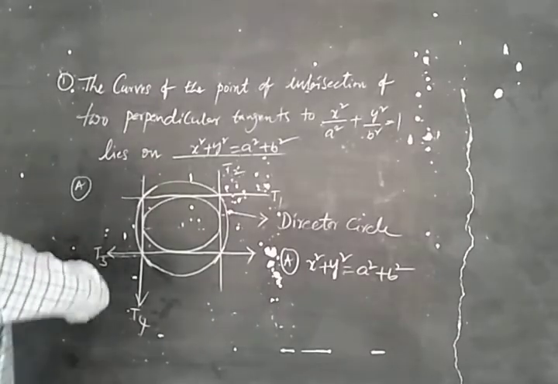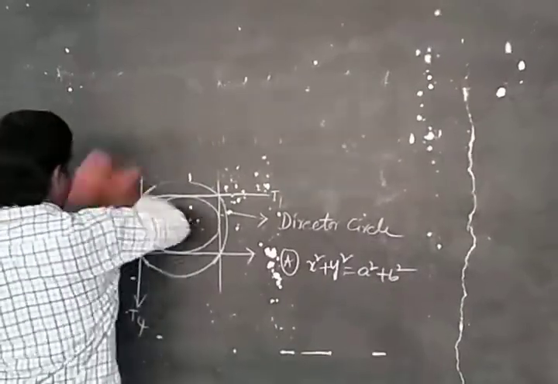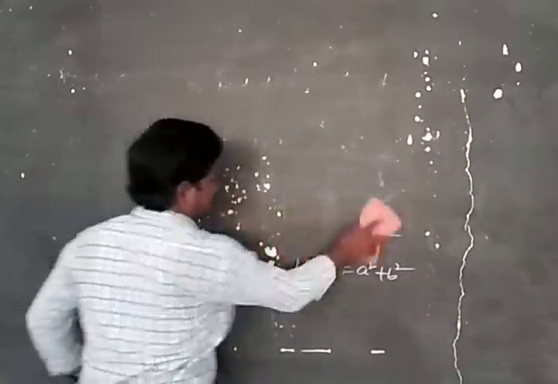Okay, next problem. Okay, students, see the next problem. The locus of the point of intersection of the perpendicular tangent to the ellipse x square by 9 plus y square by 4 equal to 1.